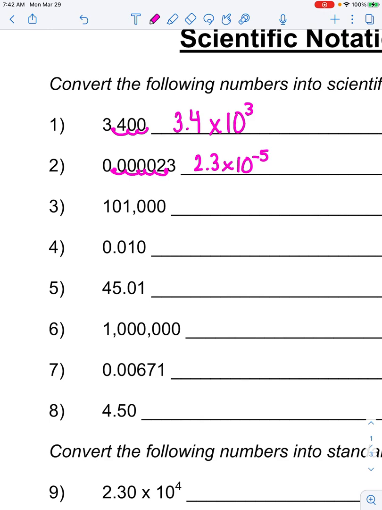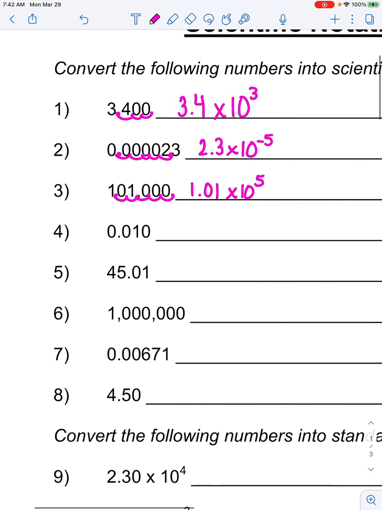Number 3, our decimal is here. We want to move it here. One number in front of the decimal, one non-zero number in front of the decimal. So 1.01 times 10 to the 1, 2, 3, 4, +5. That's a large number. The zeros are after the number we put in front of times 10.